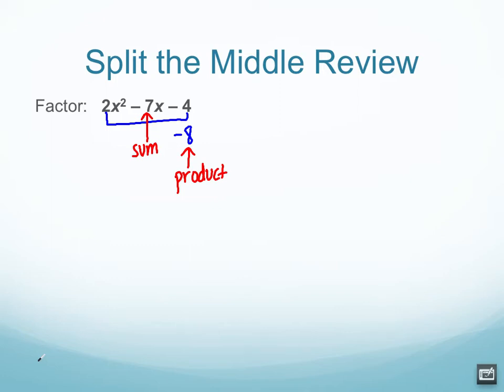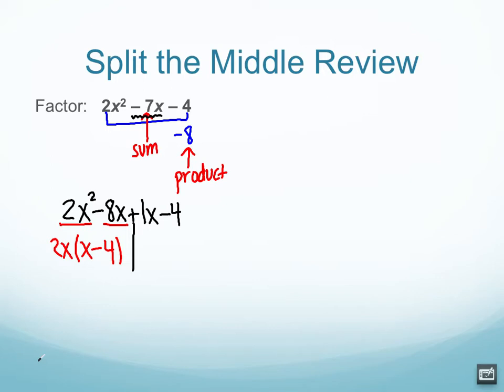This is called split the middle because we want to rewrite this middle term. So I keep the 2x squared. Instead of -7x, I'm going to write -8x, add 1x, and then keep that -4. So all we did was rewrite -7x as -8x and +1x. Now I'm going to put my line down the middle so that I can factor the left side and factor the right side. Greatest common factor of 2x squared and -8x is going to be 2x. I'm then left with x subtract 4.